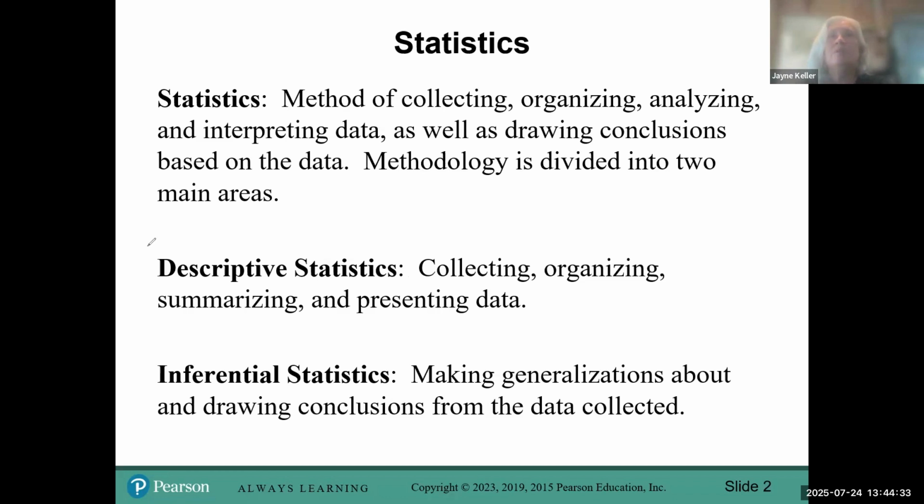In this class, we're going to mostly be looking at descriptive statistics, but you need to know that the other type exists. And if you ever take, for example, an introduction to statistics class, then you'll start looking at how we can reach conclusions based on the statistics that we have gathered.